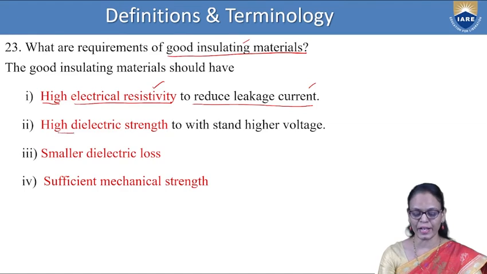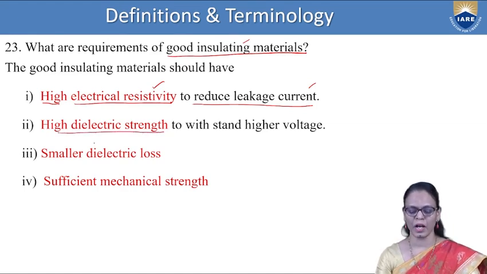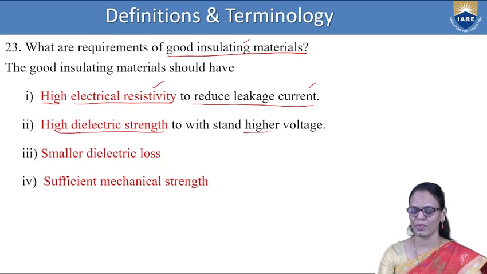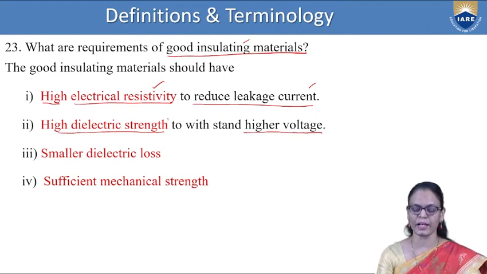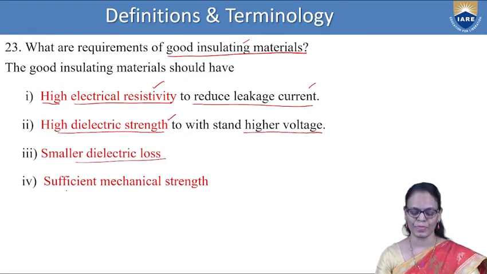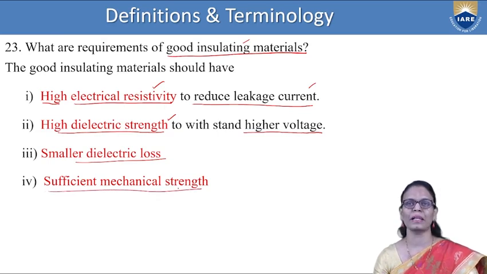Next, high dielectric strength. High dielectric strength helps it to withstand higher voltages. When we are subjecting it to a high electric field, it has to withstand it, so it needs high dielectric strength. And then small dielectric losses. The losses have to be minimum, along with sufficient mechanical strength of the material. All these are important characteristics of good insulating materials.